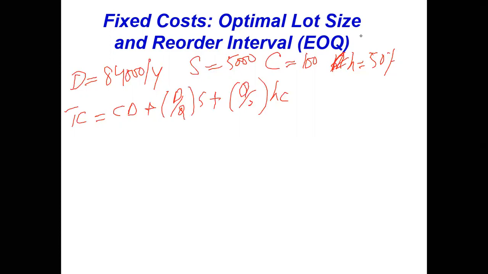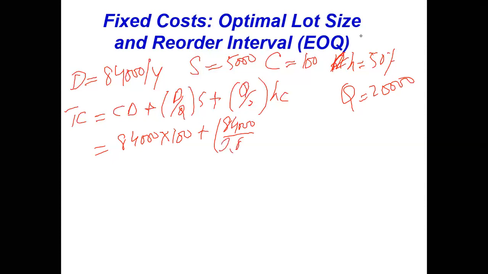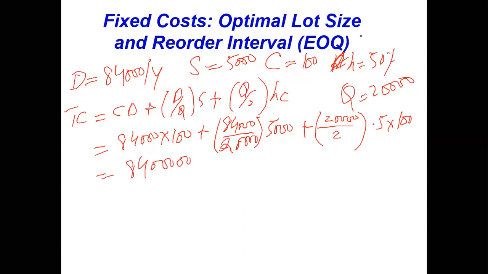So let's say we take Q as 20,000. So CD is 84,000 into 100, where C is 100 and D is 84,000. By the way, demand we know is 84,000 divided by 20,000 quantity, multiplied by 5,000, that is our ordering cost, plus Q by 2. So Q we have assumed 20,000, and 2 HC, where H is 50%, that is 0.5 multiplied by C is 100, so that is 5.